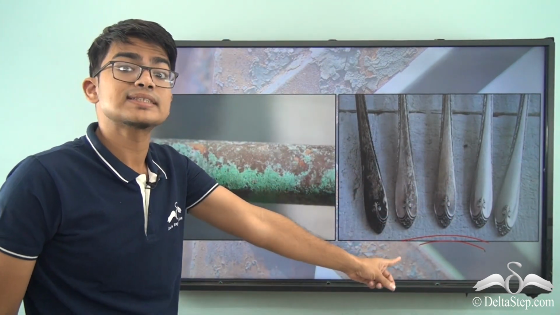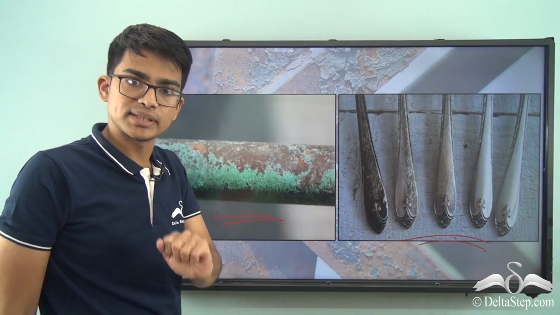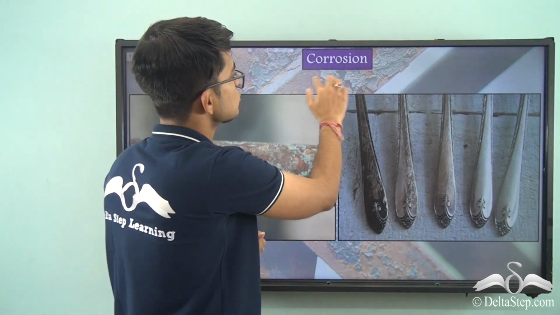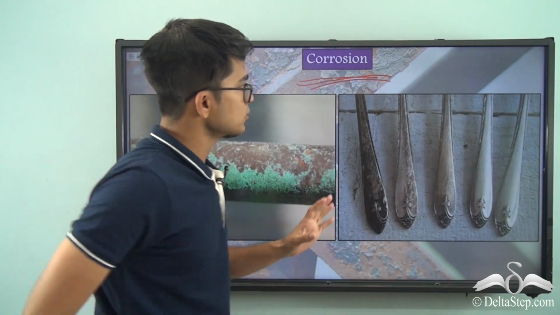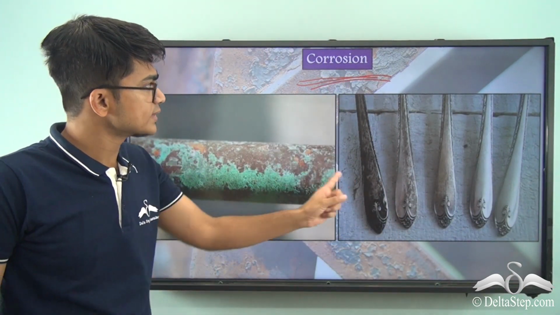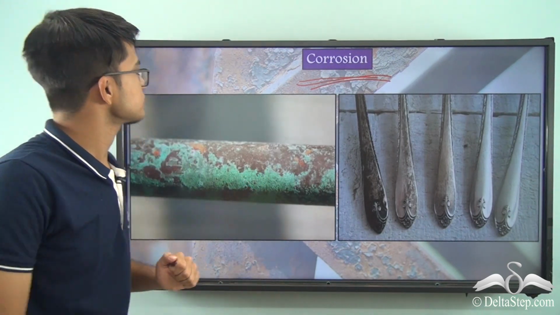For other metals like copper and silver, it is called something else. What is it called? It is called corrosion. So remember, for iron it's rusting, but for other metals like copper and silver, it's corrosion.